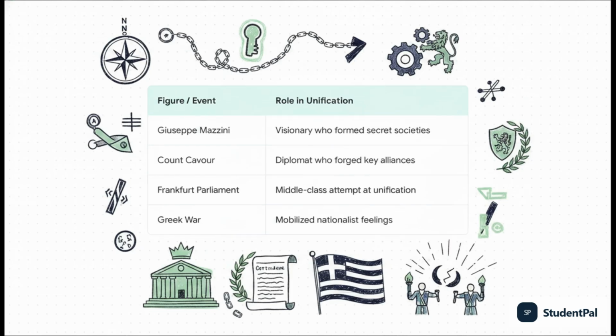And finally, the Greek War of Independence, a highly successful struggle that completely mobilized nationalist feelings among the educated elite across Europe to free Greece from the Ottoman Empire. Every single one of these played a vital role in shifting the map.